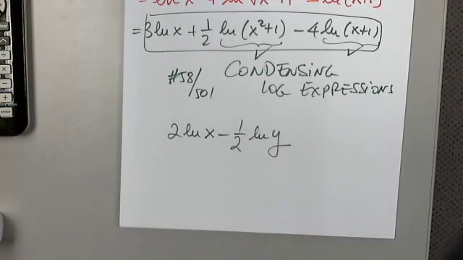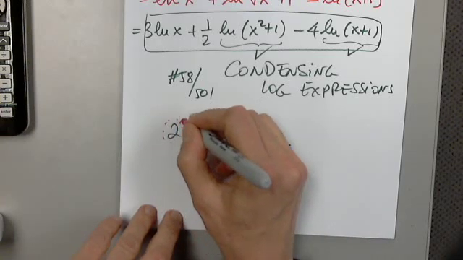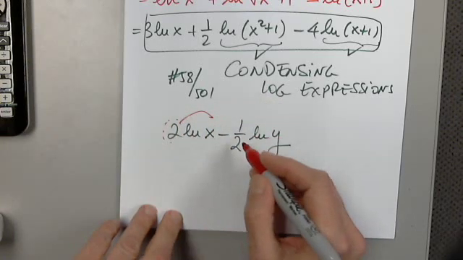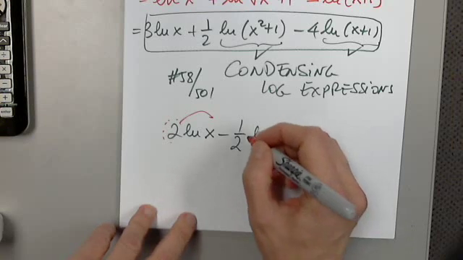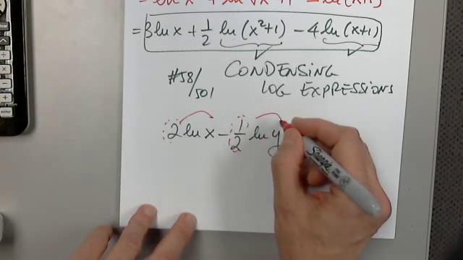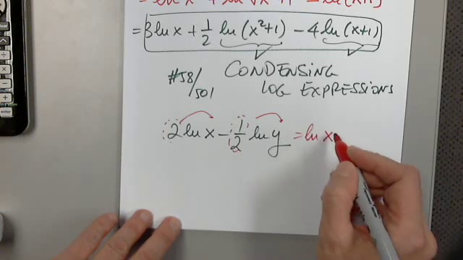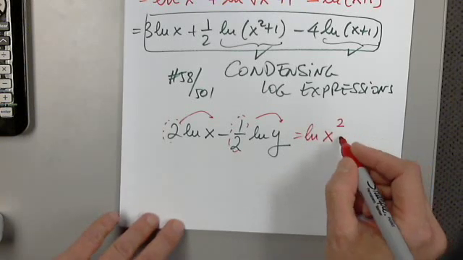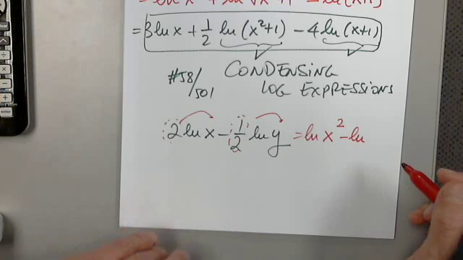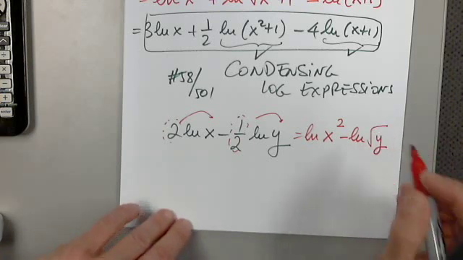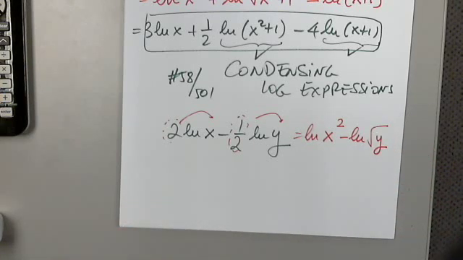Okay, what property do I have to apply first in order to condense this? Yes, yes. So when I see this number in front, I know it's coming from the power of x. When I see this, I know it's coming from the power of y. So then this is natural log x squared, very good, minus natural log of the square root of y. Do you all agree so far?